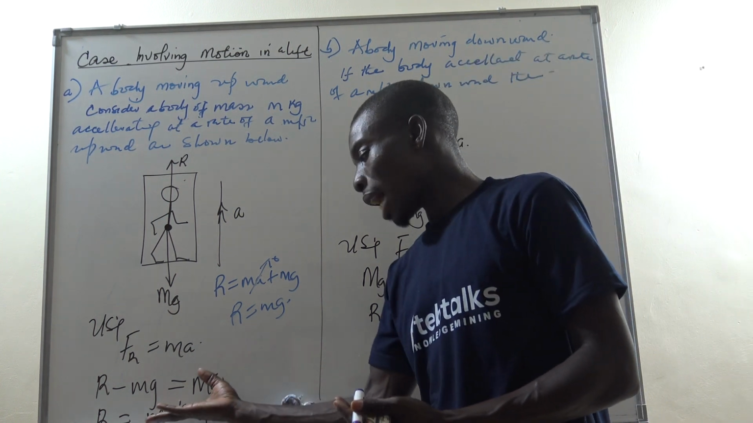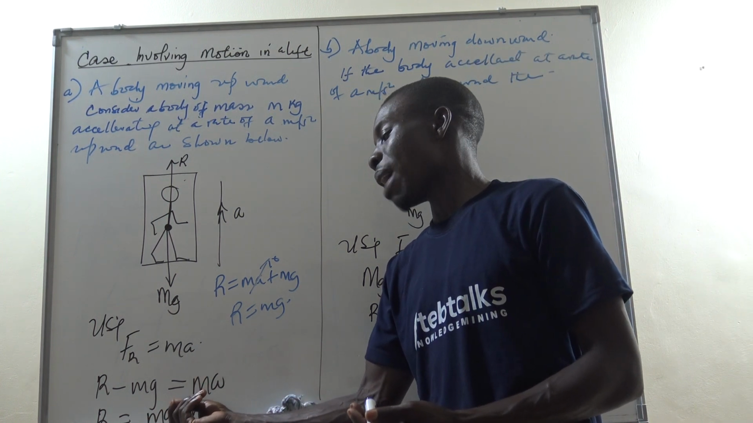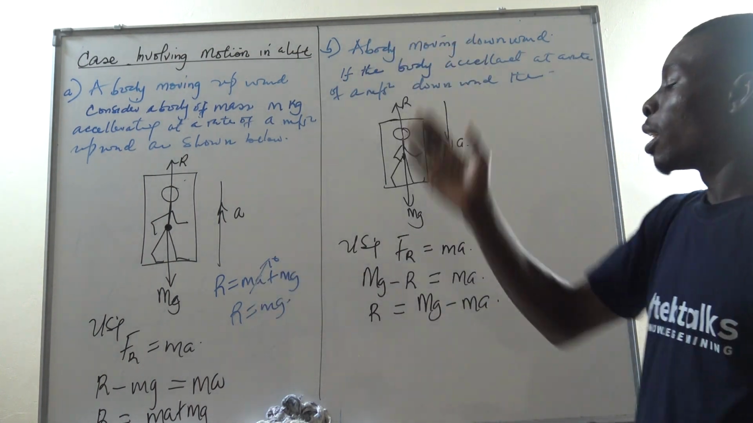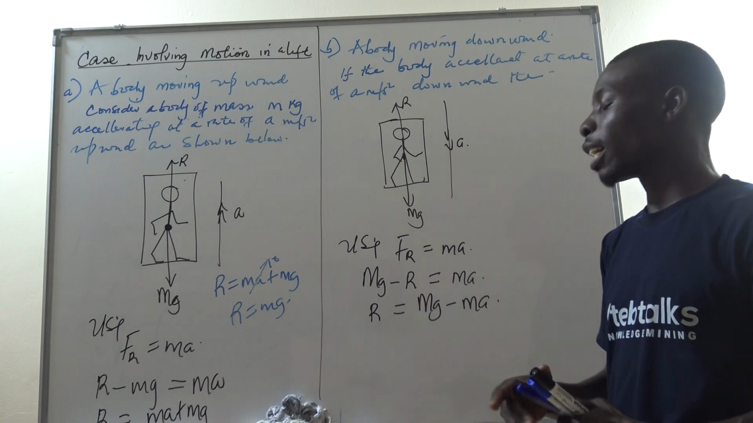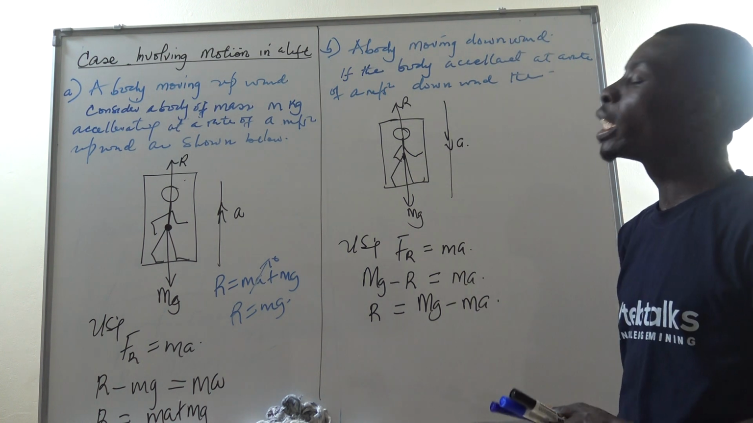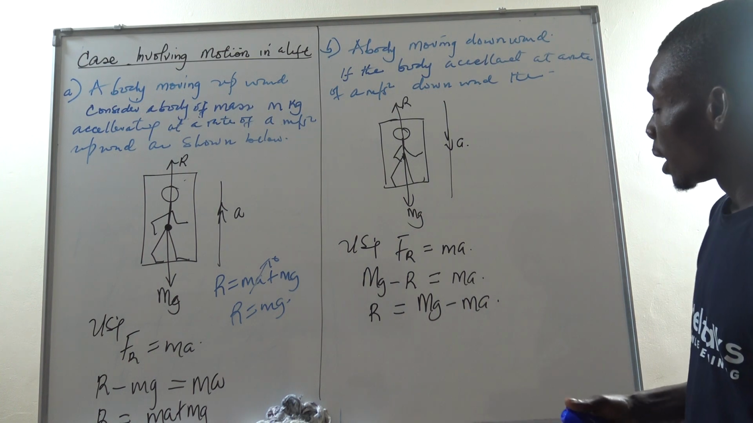This was mg plus. That means that here we are maximizing by adding. Therefore, the body is more heavier when moving upward. But here we are minimizing, subtracting away. So that means that the body will experience some loss in weight when it is moving downward.